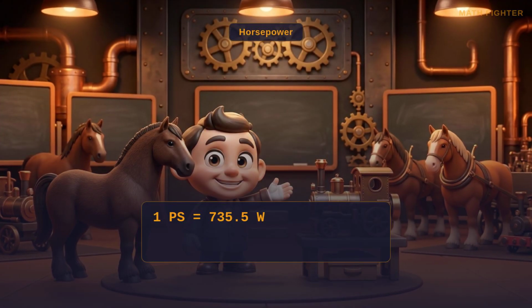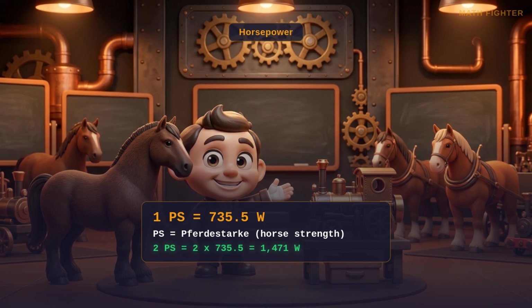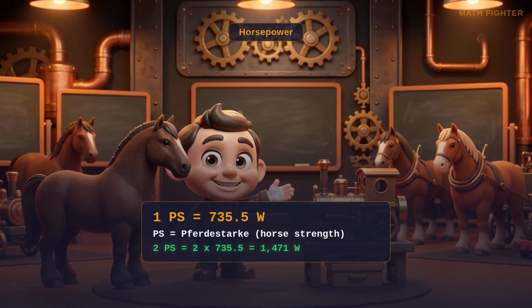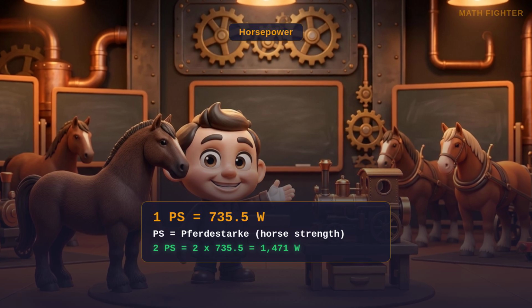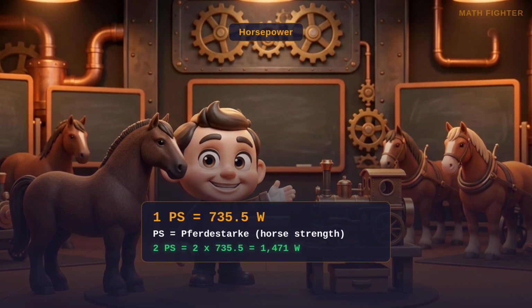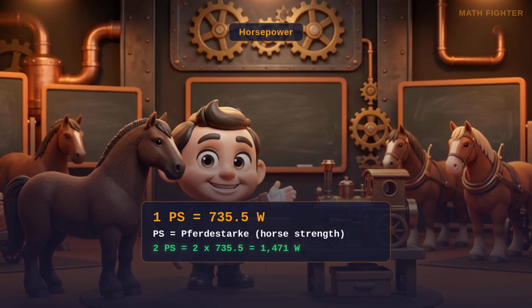James Watt actually invented the idea of horsepower. He needed to show people how his steam engines compared to horses. 1 horsepower, or PS, equals 735.5 watts. So 2 horsepower? That's 2 times 735.5, which equals 1471 watts. Now you can convert between horses and watts like a pro.